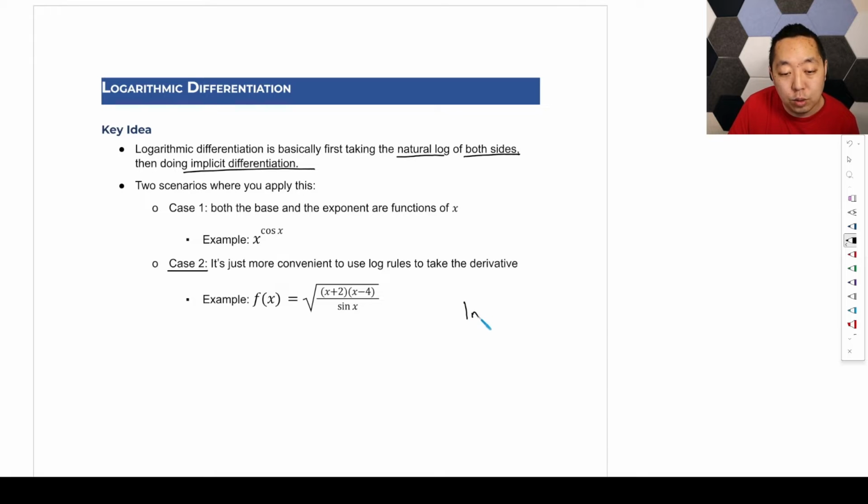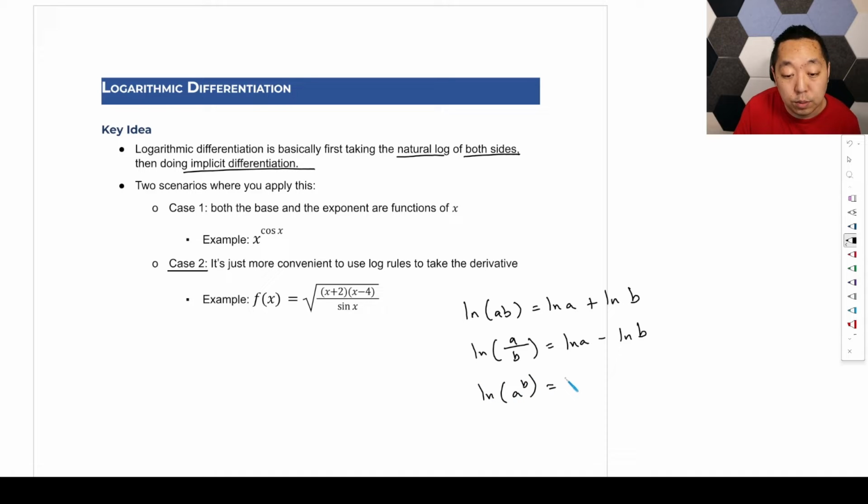And remember our log rules: ln of ab is ln of a plus ln of b, ln of a over b is ln of a minus ln of b, and ln of a to the b is equal to b ln a. By using the log rules, it will just make it easier to compute the derivative. Something like this would require power rule, chain rule, quotient rule, a lot of mess. We'll go through that example. So let's take a look at both cases.